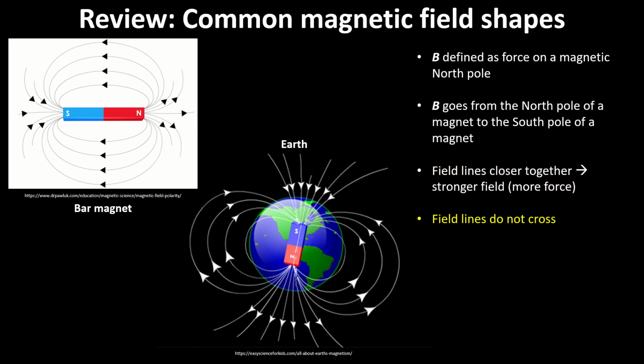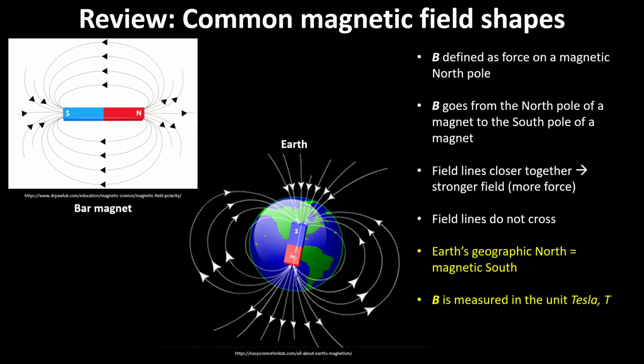Field lines don't cross because they're representing a direction of a force. And that little weirdness about the Earth's geographic north pole is actually magnetically a south pole, and vice versa. And we measure magnetic field strength in the unit of Tesla, and magnetic toys are pretty cool. All right, but what we're going on to is looking at currents and fields.